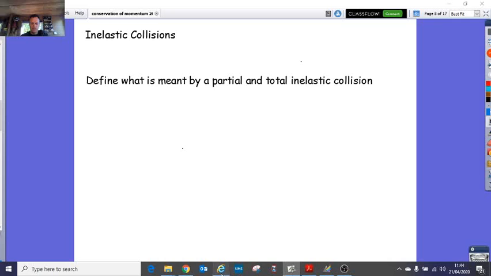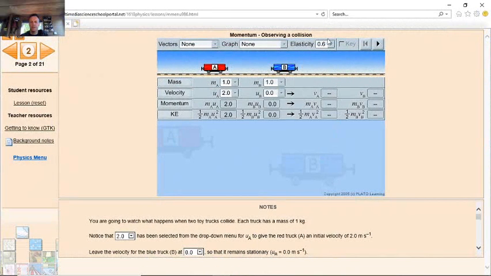To show you that, I'm again going to go back to this lovely bit of software. You might remember beforehand I had an elasticity of 1 where they bounced off each other. What I'm going to do now is take it all the way down to 0. That means when A hits B, they're going to stick together. So let's play the simulation forward, and here they stick together.